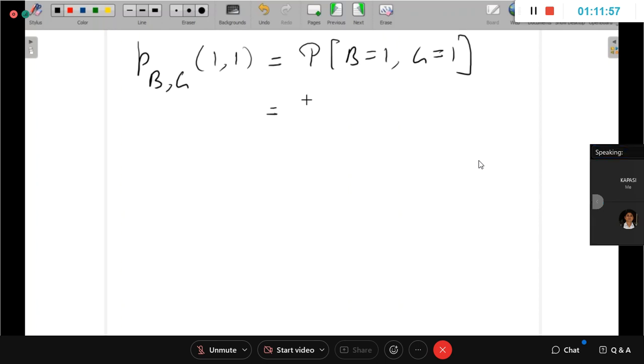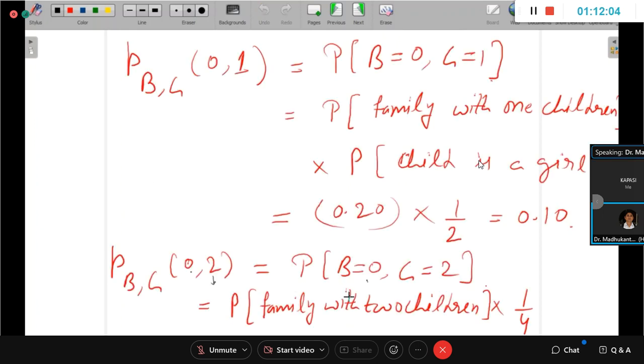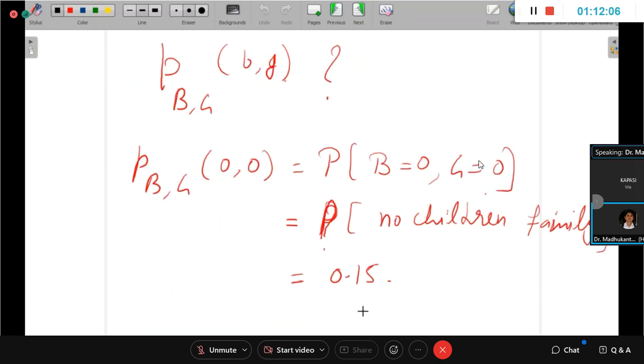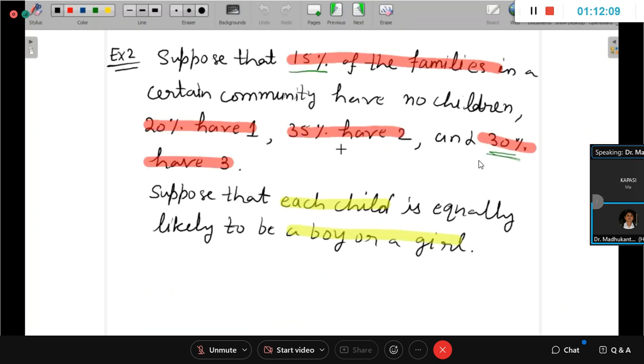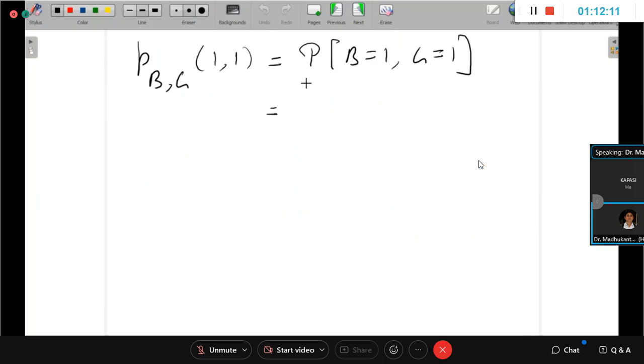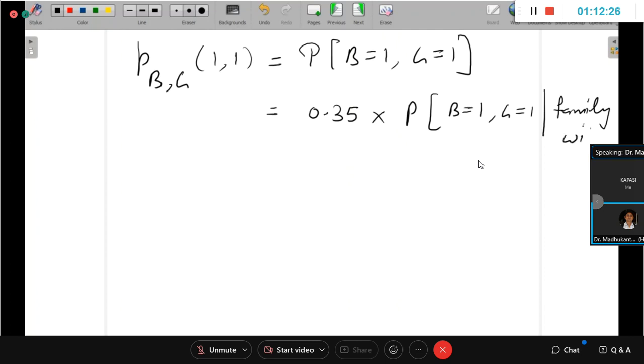So again, the probability that a family has 2 children, I think I have 35%. So this is going to be 0.35 into the probability that B equals 1 and G equals 1, given that the family has 2 children.